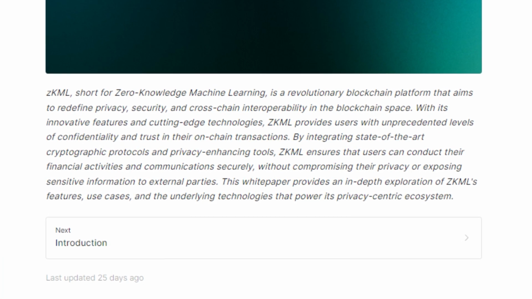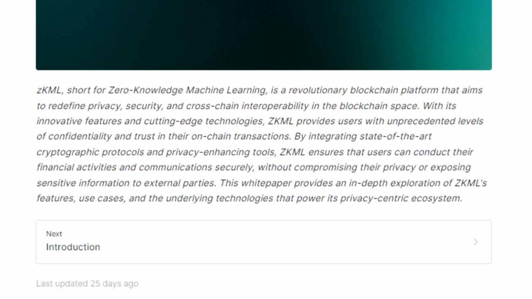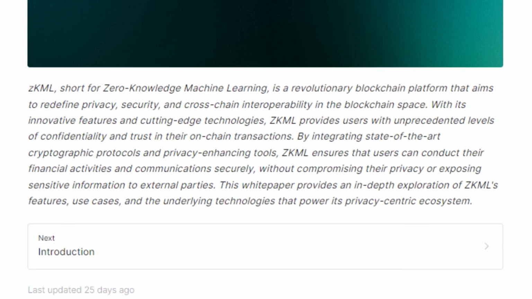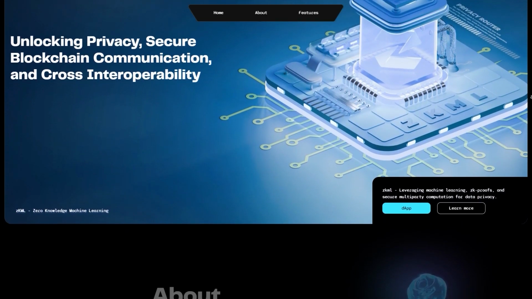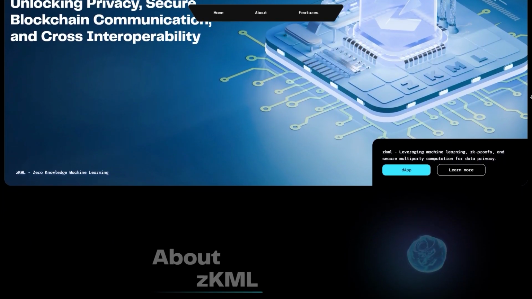Today we're going to be talking about zKML, a blockchain platform that aims to redefine privacy, security, and cross-chain interoperability within the crypto space. Let's check it out. zKML currently has a couple of protocols or parts of their ecosystem that are up and running in a beta type of format.